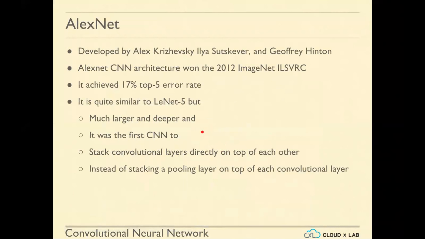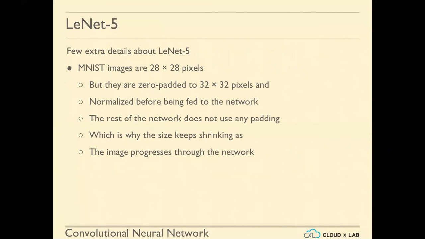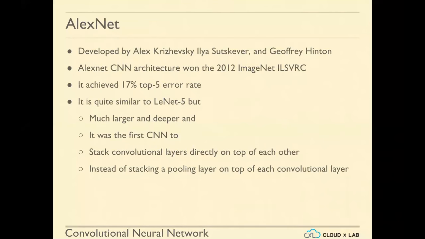All right, now that was the first one, and okay, the next one was AlexNet. AlexNet was the one that won the 2012 ImageNet competition. It was developed by Alex Krizhevsky, Ilya Sutskever, and Geoffrey Hinton. So it achieved a 17% top 5 error rate.